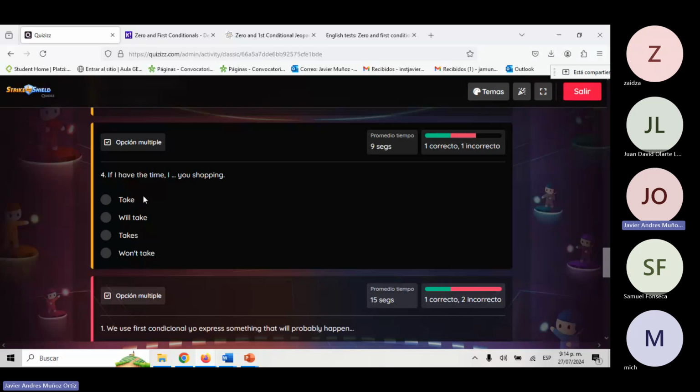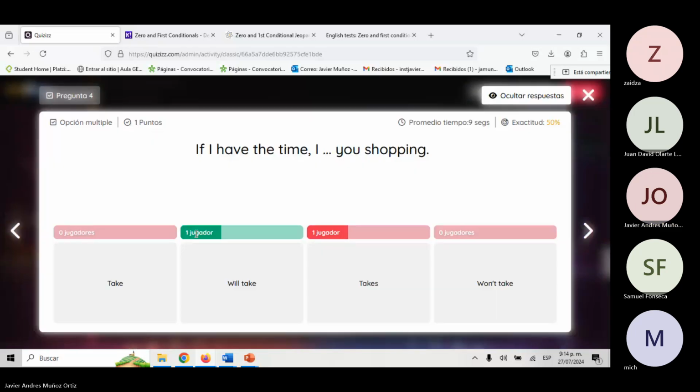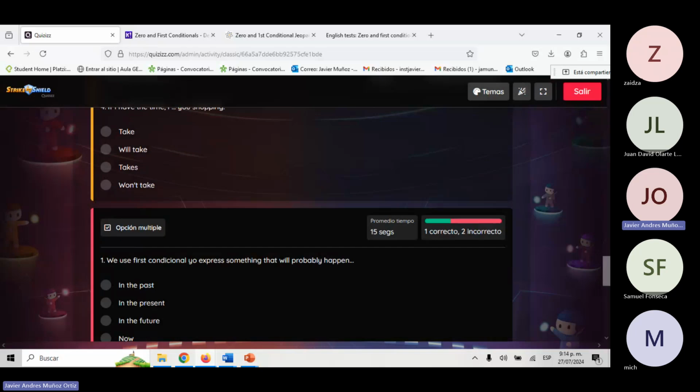This is going to happen all of the times or only in this situation, right? This is a general or this is something particular. It's more probable to mention that this is something particular. So first conditional, right? If I have time, I will take you shopping. Si tengo tiempo, te llevaré a ir de compras. So there it is. I will take you. Let's go with the next one.